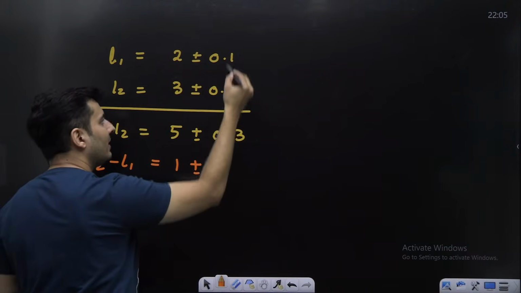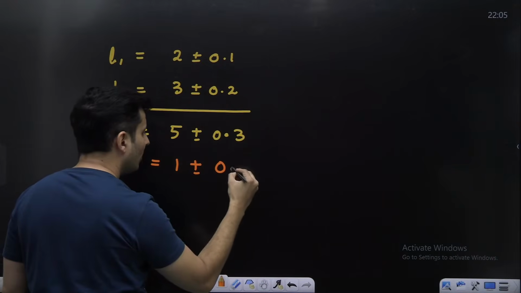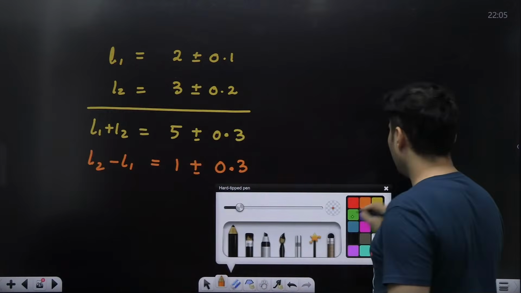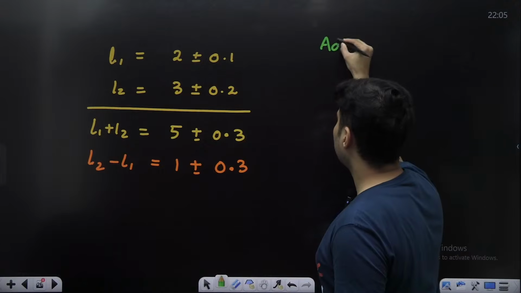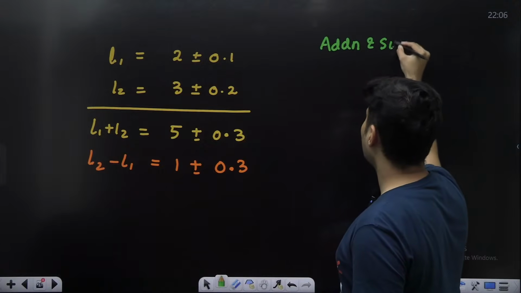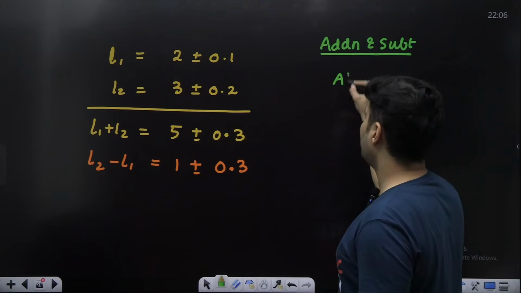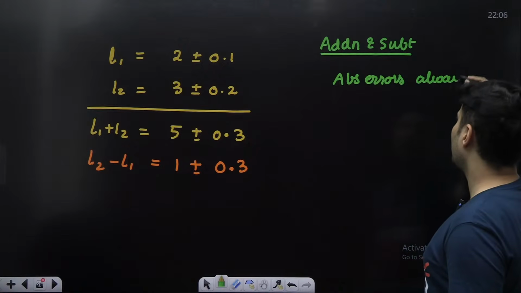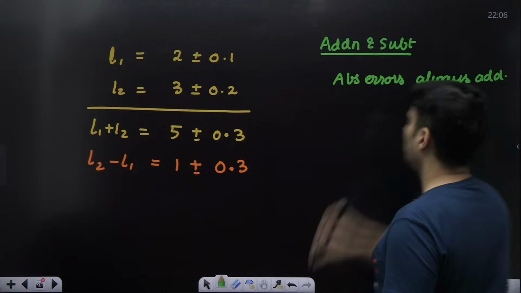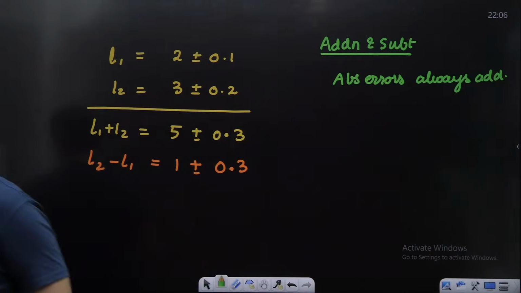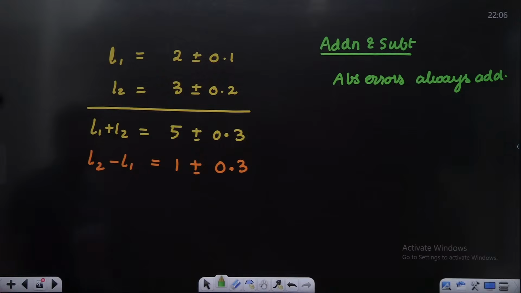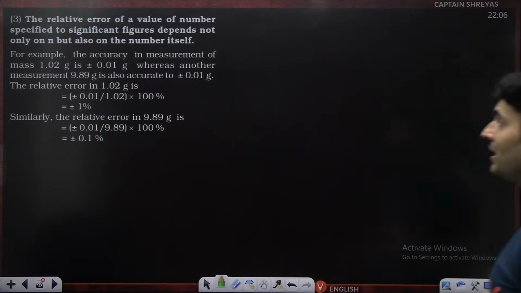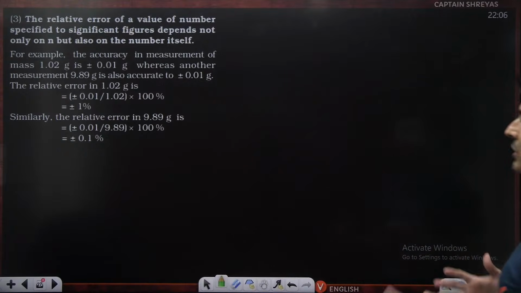But here, don't subtract these two. Always the errors get added. So it will become 0.3 over here. So remember this very important thing: during addition and subtraction, the absolute errors always add up. They will never ever subtract, whether it is addition or subtraction. Keep that in mind. But during division, multiplication, etc., it's the relative error which matters the most.